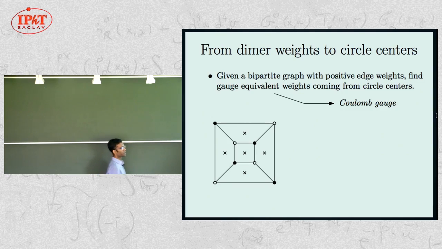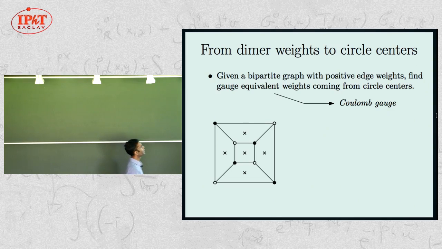So here you may be disappointed, but then you remember that what you care about is not actually the edge weights, but the gauge equivalence class. What you care about is the Boltzmann probability measure for the dimer model. So the question you should ask is, I start with a collection of edge weights on my graph. Can I find some gauge equivalent weights to these prescribed edge weights which do come from circle centers?